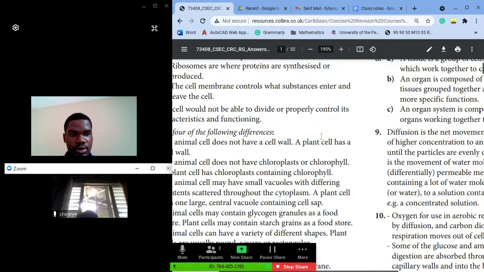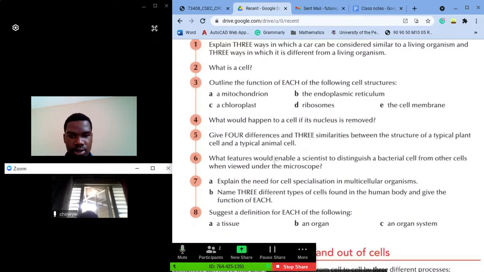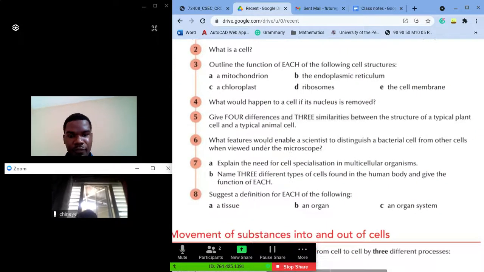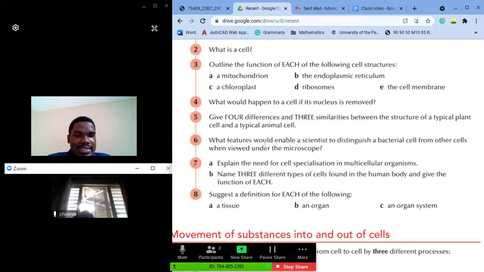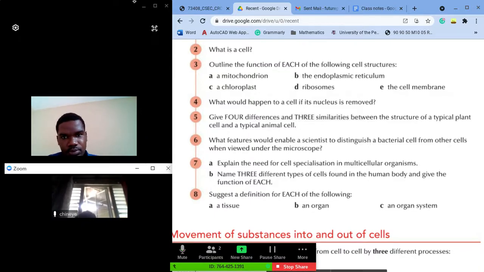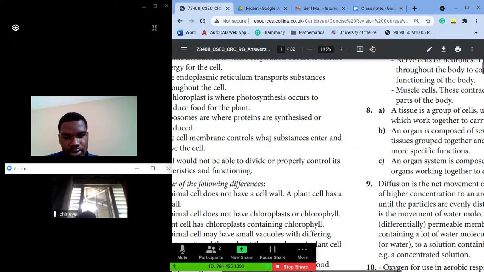Next question. What features would enable a scientist to distinguish a bacterial cell from other cells when viewed under the microscope? All right, let's go here.